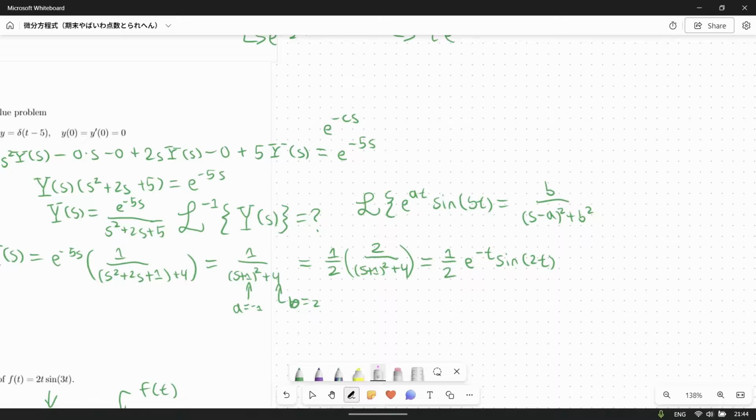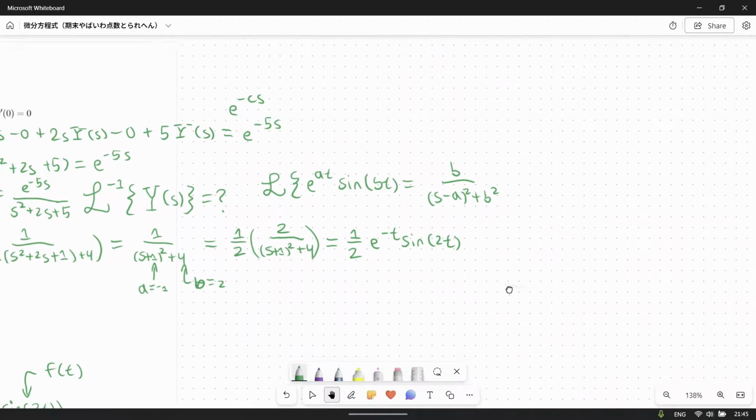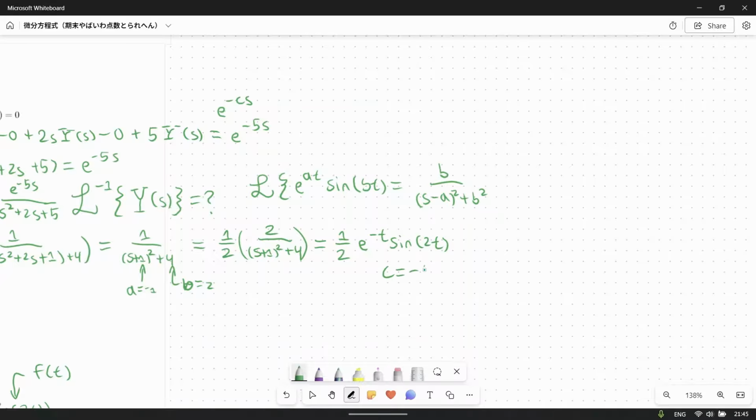So now going back to this e to the negative 5s term there, because of that term, we're going to have to apply a unit step function and shift this a little bit. And so we can see that we have an e to the negative 5s term. And so as a result, since we know that c is equal to 5, let me write that over here. We need to replace each t term in our function, so each t term with a t minus 5.